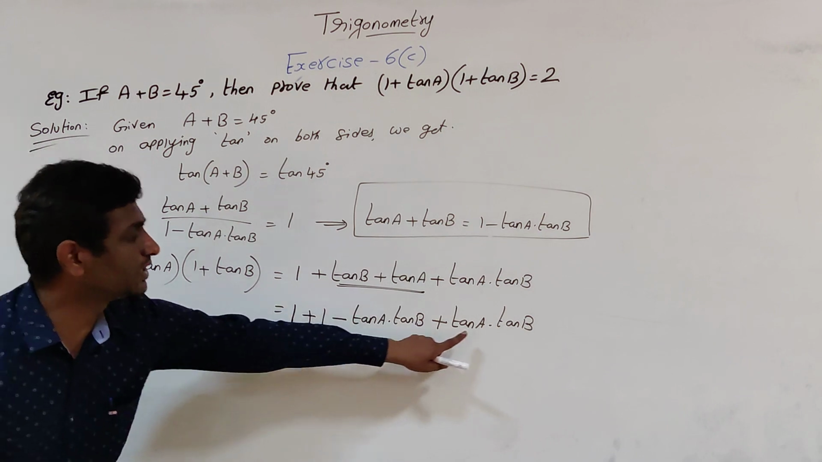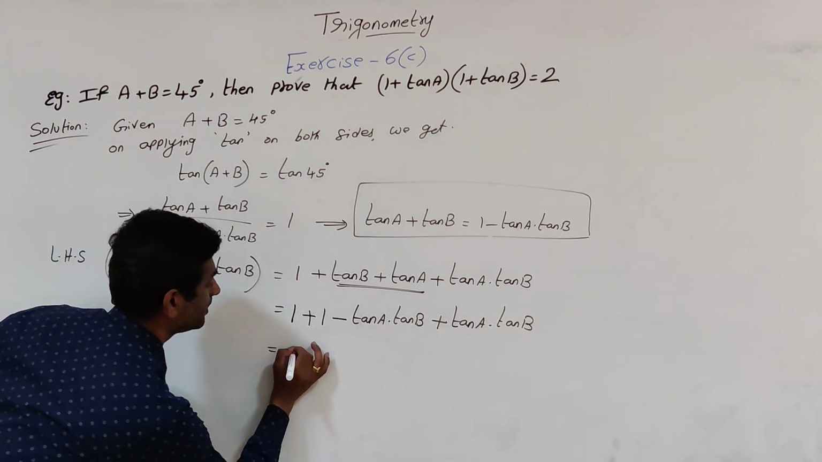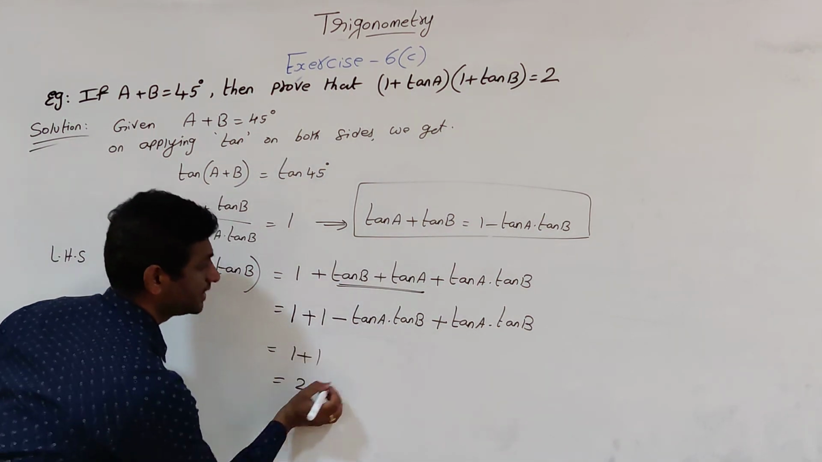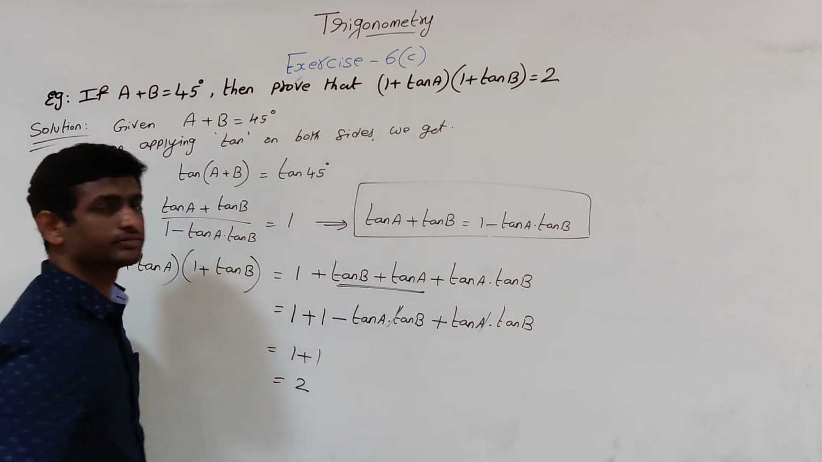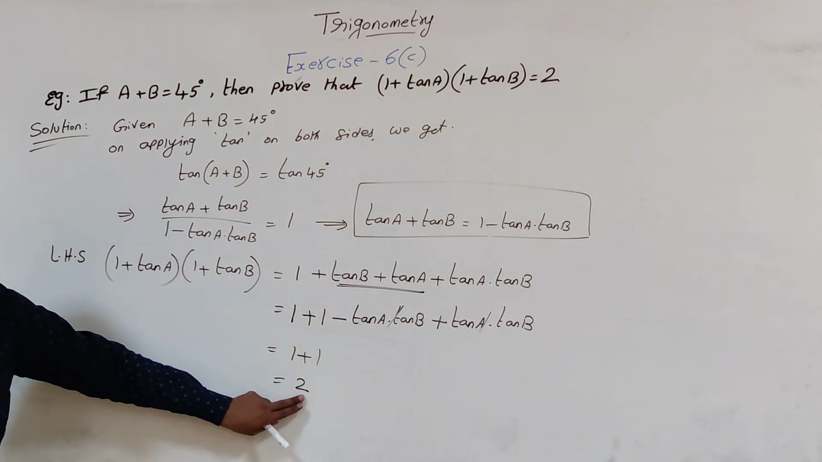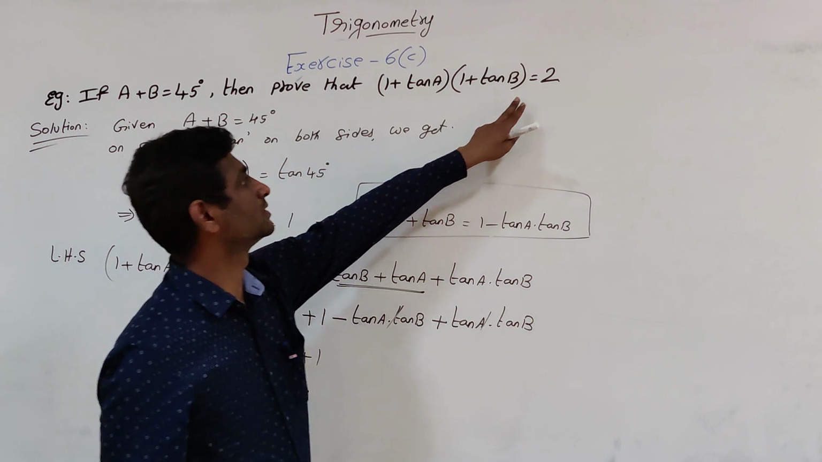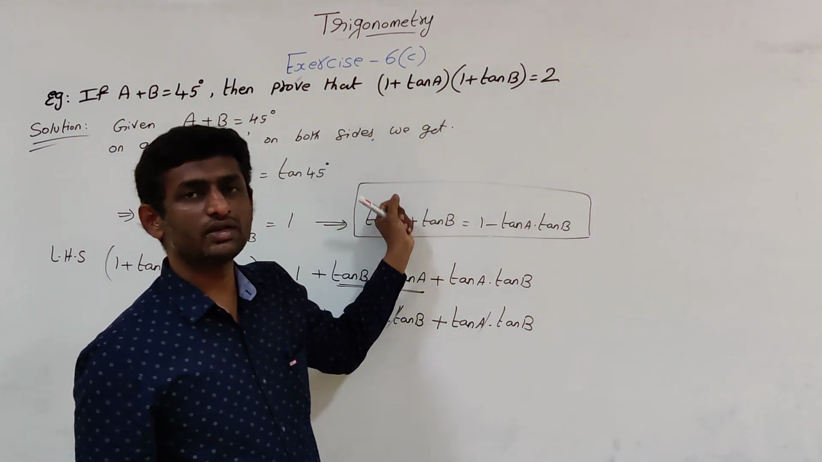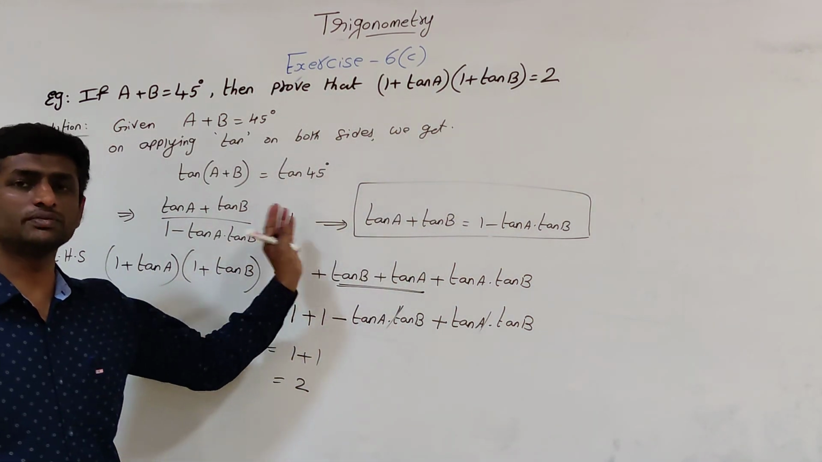Now, these two get cancelled. So it will be 1 plus 1, that is 2. Since these two get cancelled, it is 2. That is the RHS. So this is a very important question, and the concept is important.